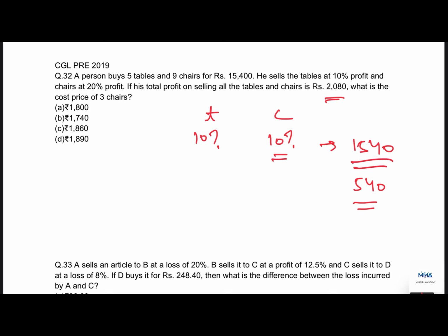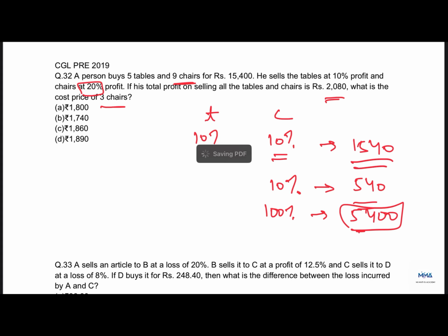Where do you think he got that profit from? It's from this extra 10% profit that he got on the chairs. So if that 10% is equal to 540, the price of the chairs is going to be 5,400. And since he bought 9 chairs for 5,400, each is going to be 600, and we need the price of 3 chairs, so the answer is 1,800.